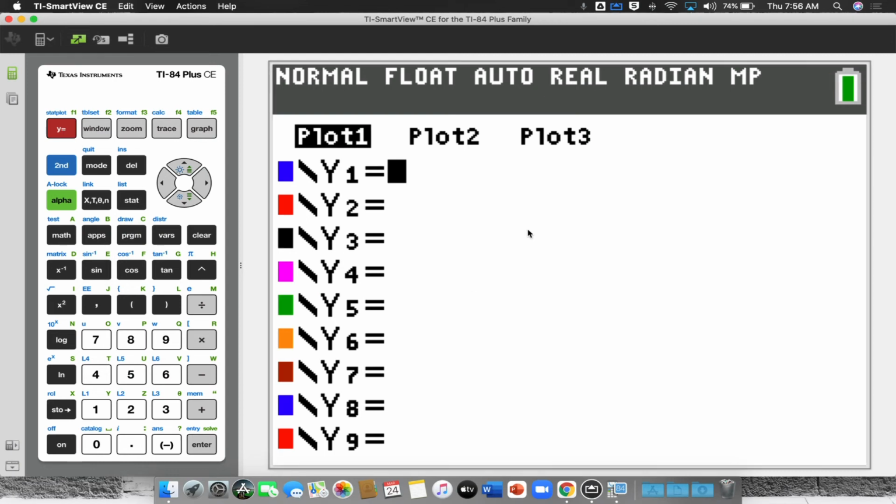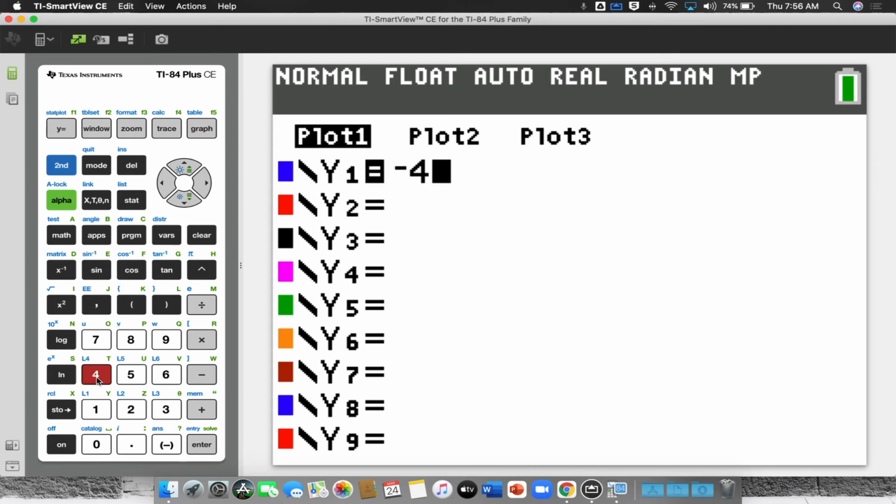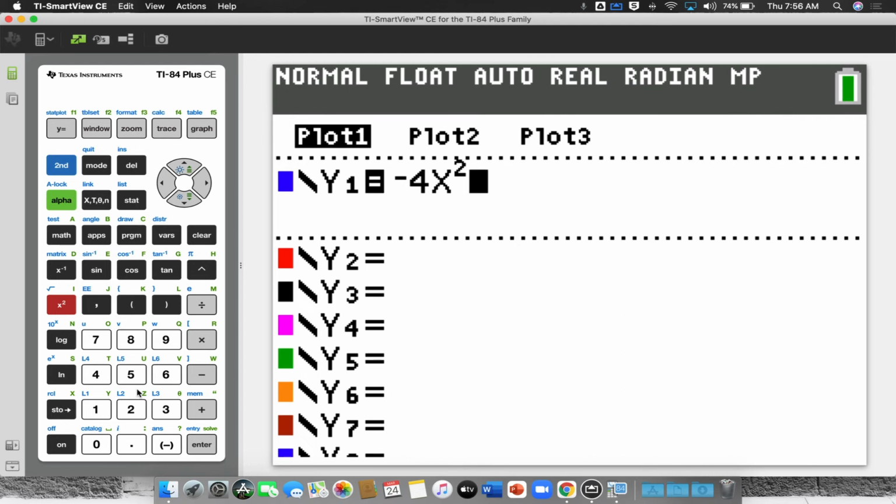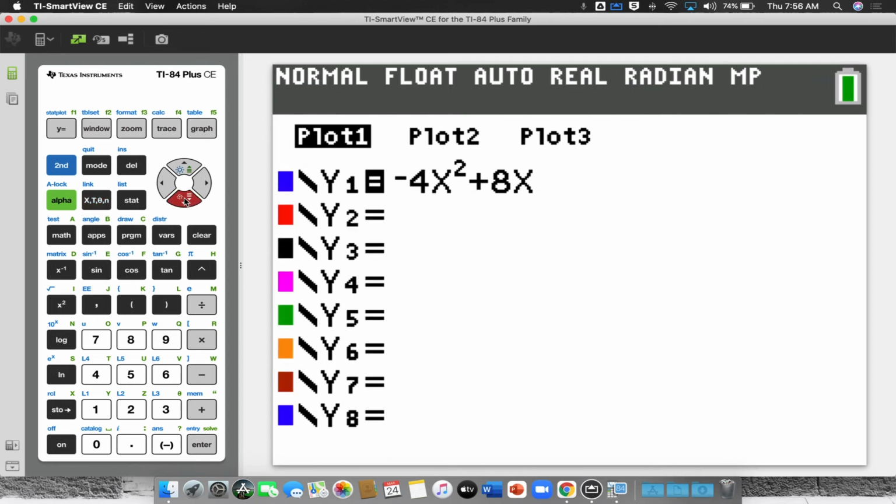Y equals. So we're going to put f of x first: negative 4x squared plus 8x. That's the first one. The second one is x plus 2.